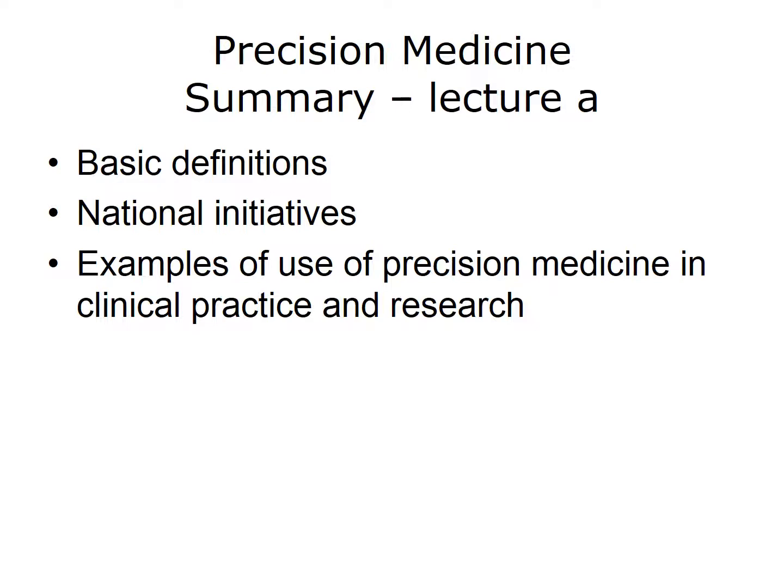This concludes Precision Medicine, Lecture A. In summary, we have defined some of the basic concepts that underlie the new model of person-centered care known as precision medicine. We discussed national initiatives and gave examples of its use in clinical practice and research, including pharmacogenomics and cancer care.